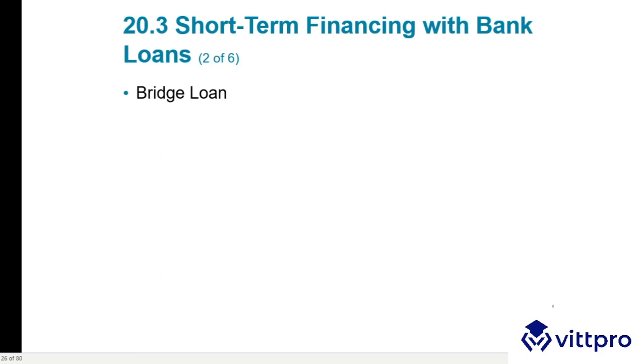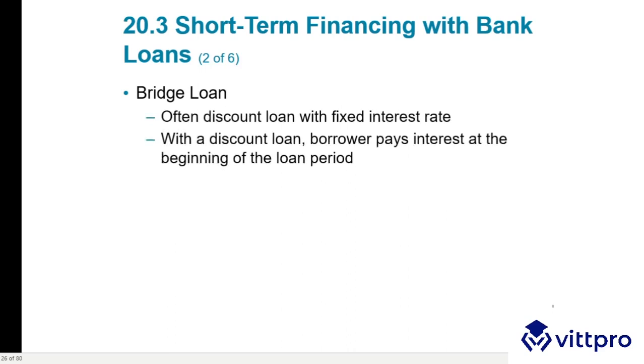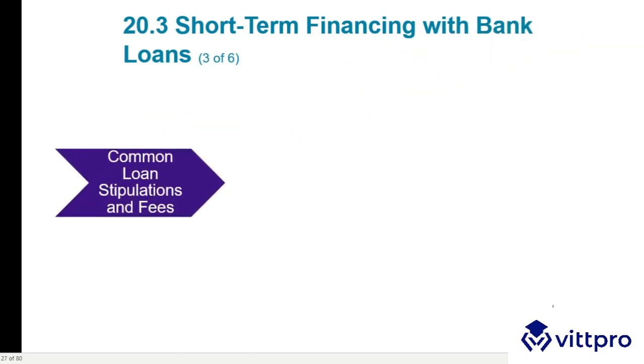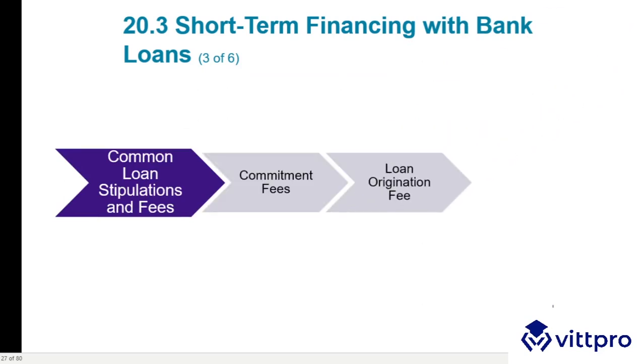So then you have the other type of loans from the bank called bridge loan, often a discount loan with a fixed interest rate. With the discount loan, the borrower pays the interest at the beginning, right? That is the bridge loan. And then there are usually some common loan fees like commitment fees, which is normally a payment you make for a line of credit that you will use. If you don't use that money, you will still have to pay some charge. You don't have to pay the full interest, but you have to pay a certain charge to not use the line of credit facilities. Then you have the loan origination fee.